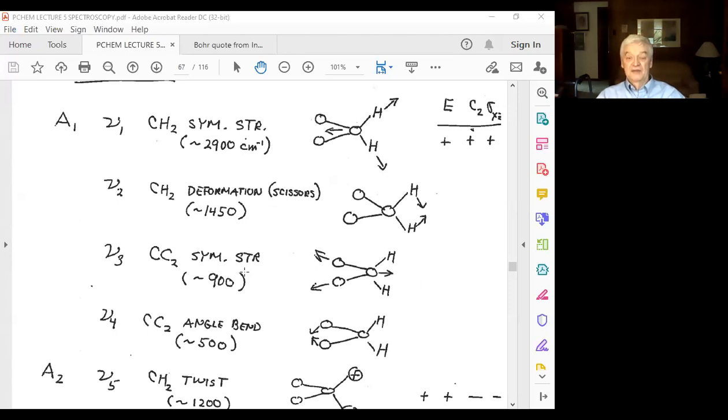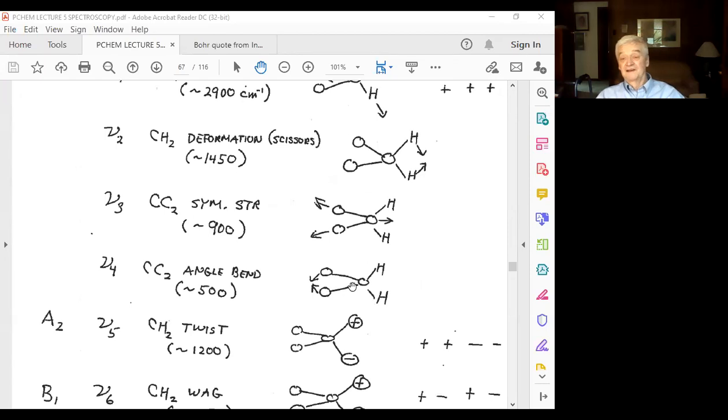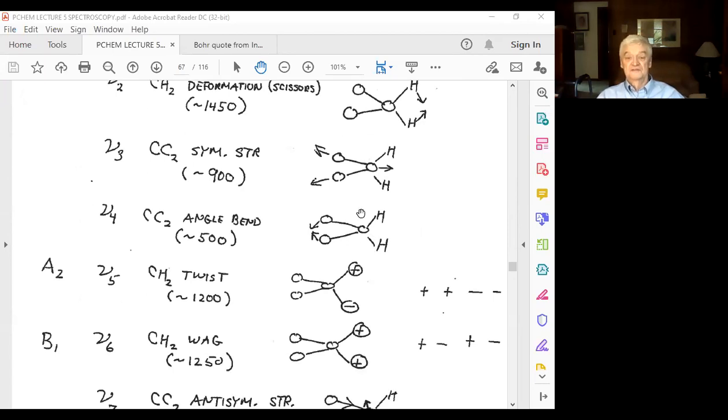In this system that I'm showing you, I also have two carbon-carbon bonds. So you'd have a carbon-carbon symmetric stretch. Carbon-carbon bonds vibrate at around 900 wave numbers. And finally, the lowest vibration of this highest symmetry is a carbon-carbon angle bending. So stretches are always highest in frequency. Light atoms have the highest frequencies, and bendings have the lowest frequencies.